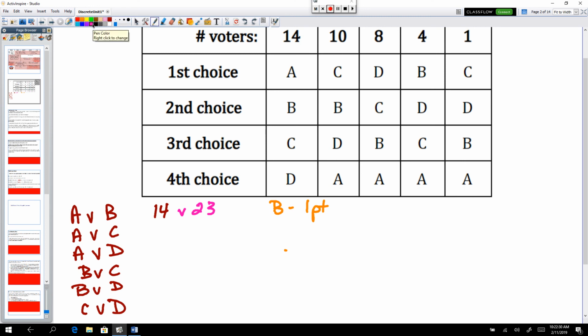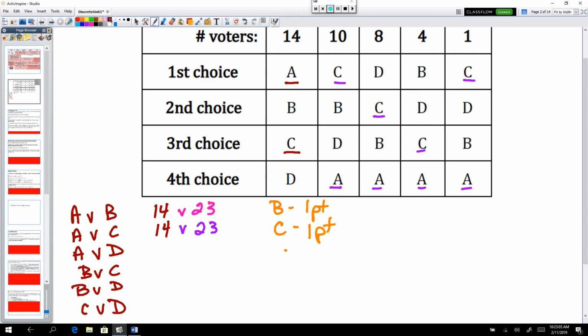So we do the same thing. We look at A over C. A is preferred over C 14 times. C is preferred over A for 10 voters. C over A for 8 voters. C over A for 4 voters. And C over A for 1 voter. So very similarly, we have another situation where A is preferred over C 14 times. C is preferred over A 23 times. So in this head-to-head battle, C gets the point.